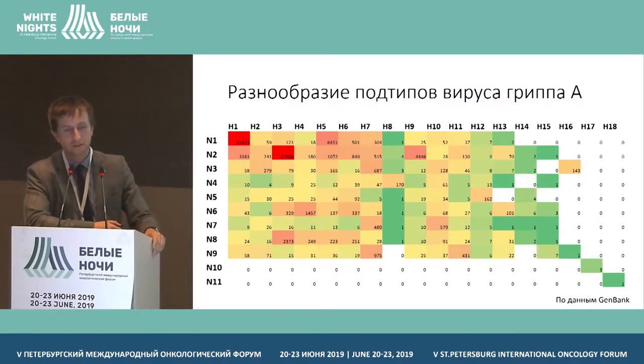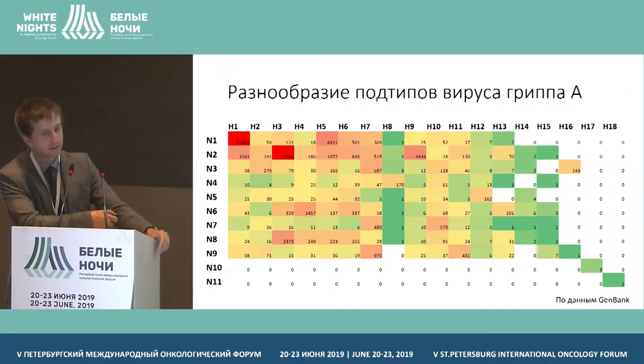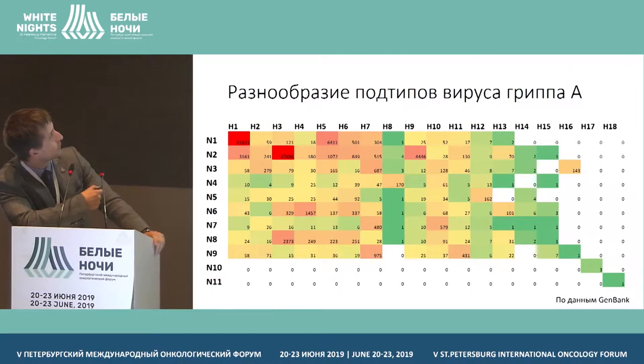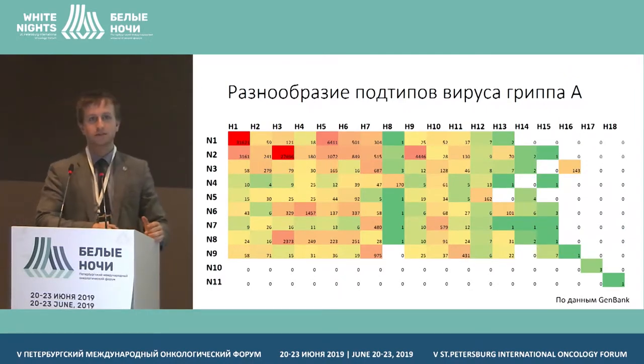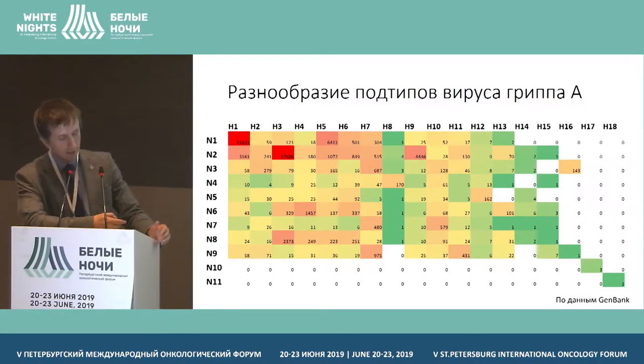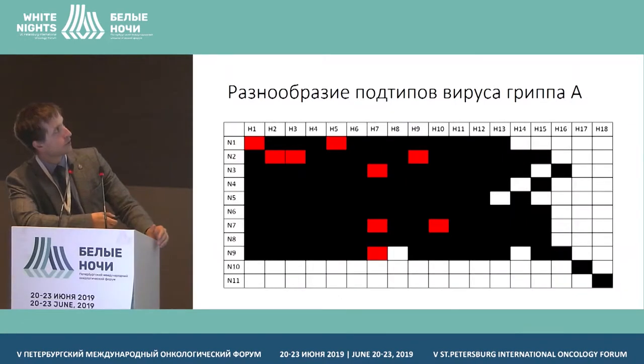This is not the very updated data on sequenced viruses which are in the database. But in this heat map, you can assess tentatively the representation of different subtypes. Of course, this table is compromised by the fact that mostly viruses from humans are sequenced. H1N1, H3N2 are widely represented because they are major seasonal human flu viruses. Much less attention is given to birds here.